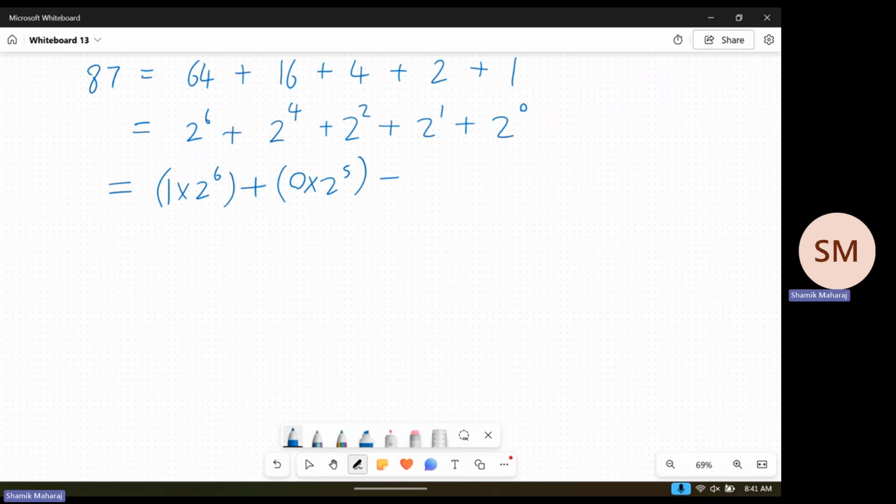2 to the 4 exists, so it gets a 1 in front of it. 2 to the 3 doesn't exist, so it gets a 0 in front of it. And all the rest exist, so they all get 1s.